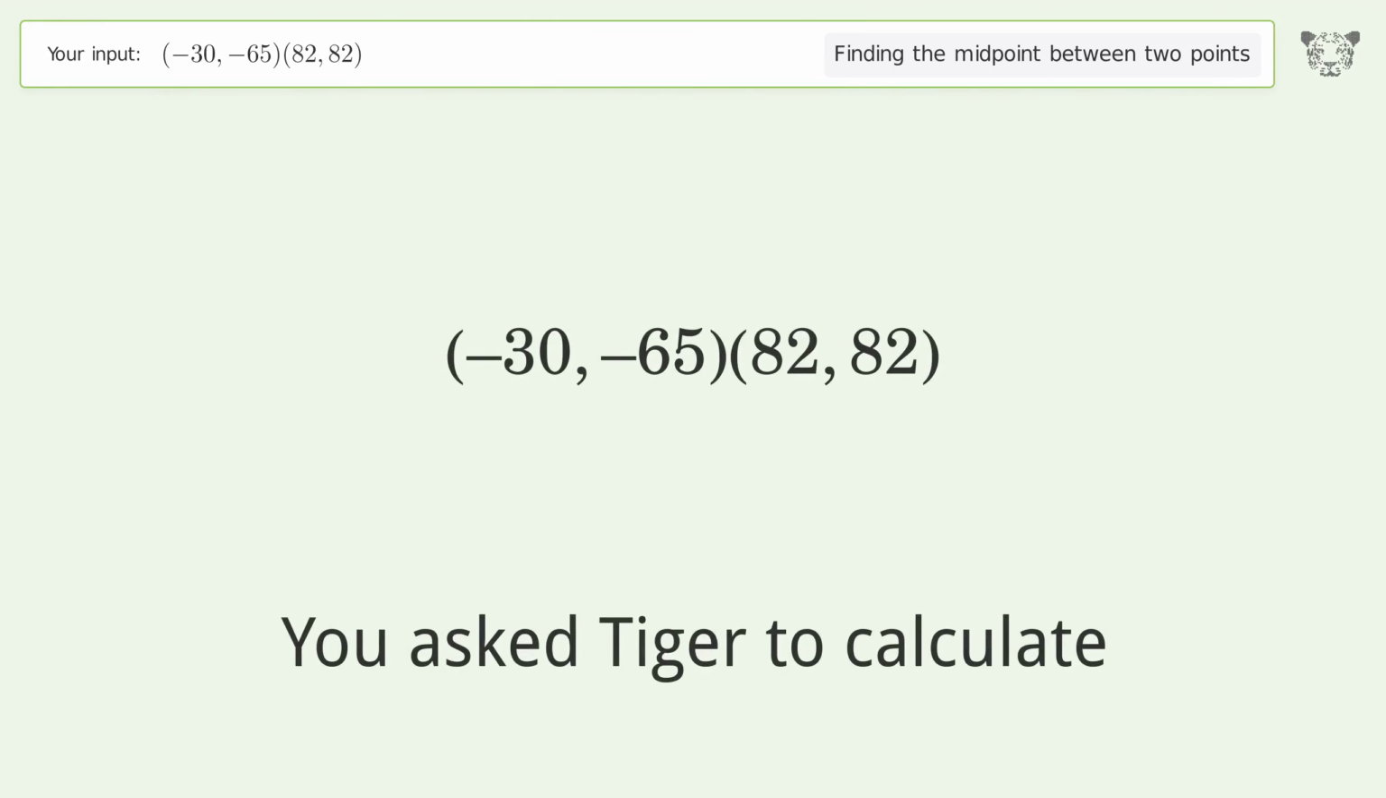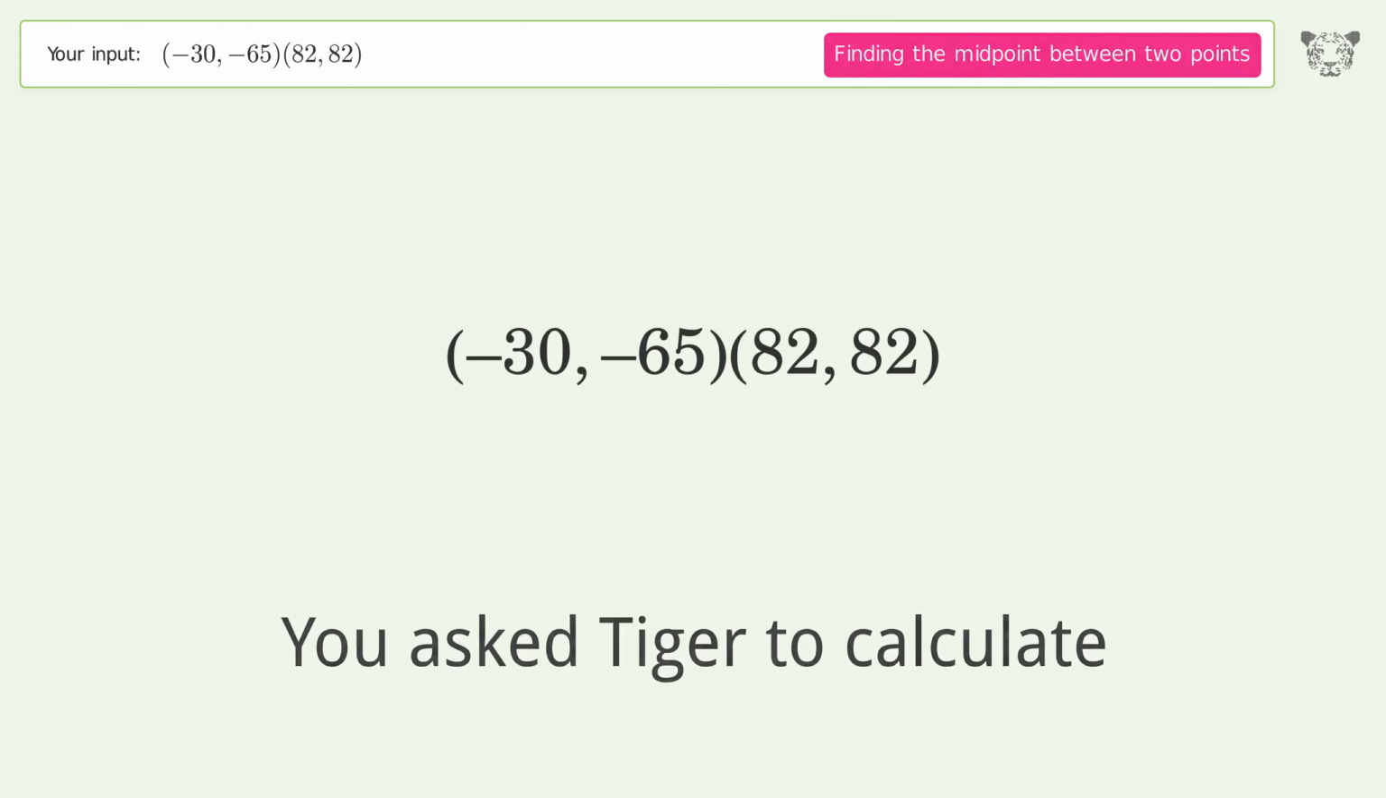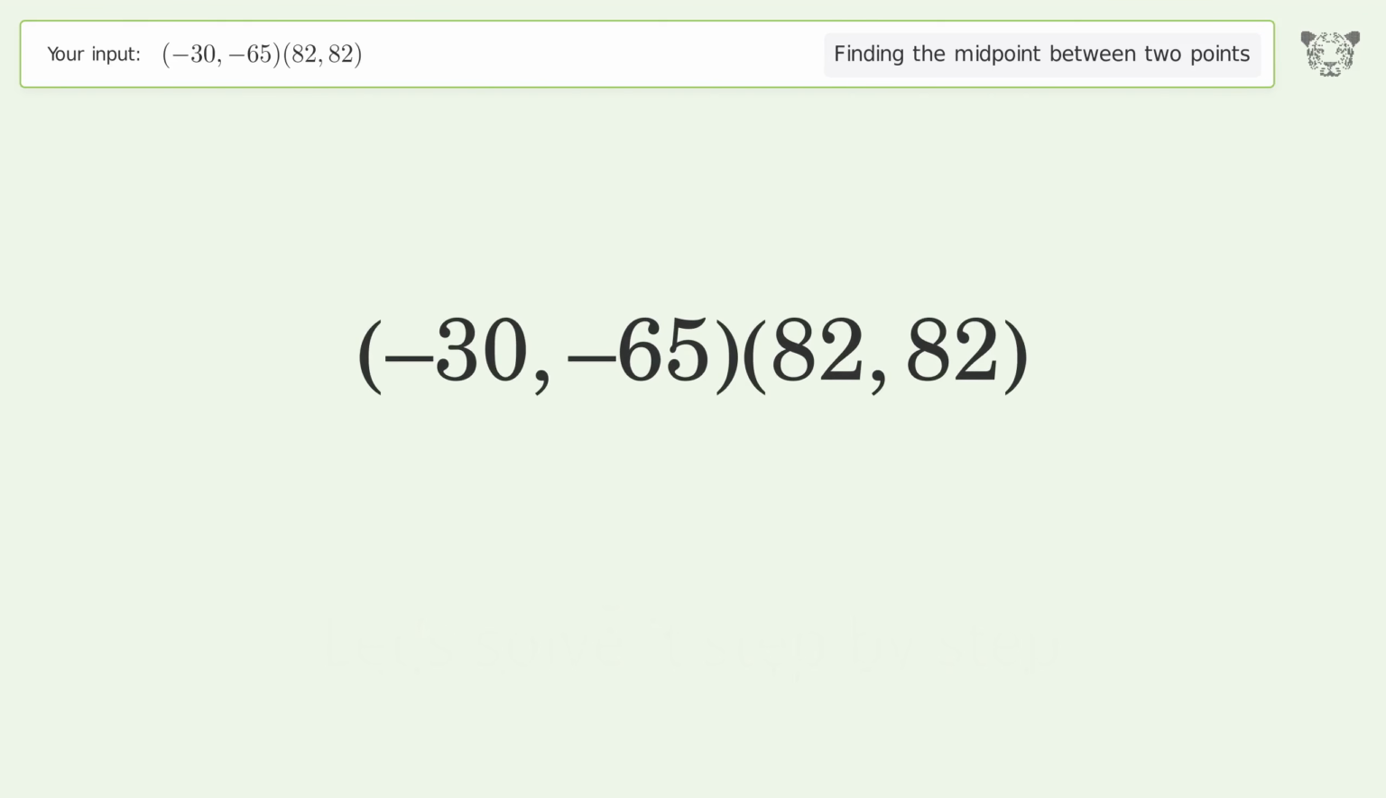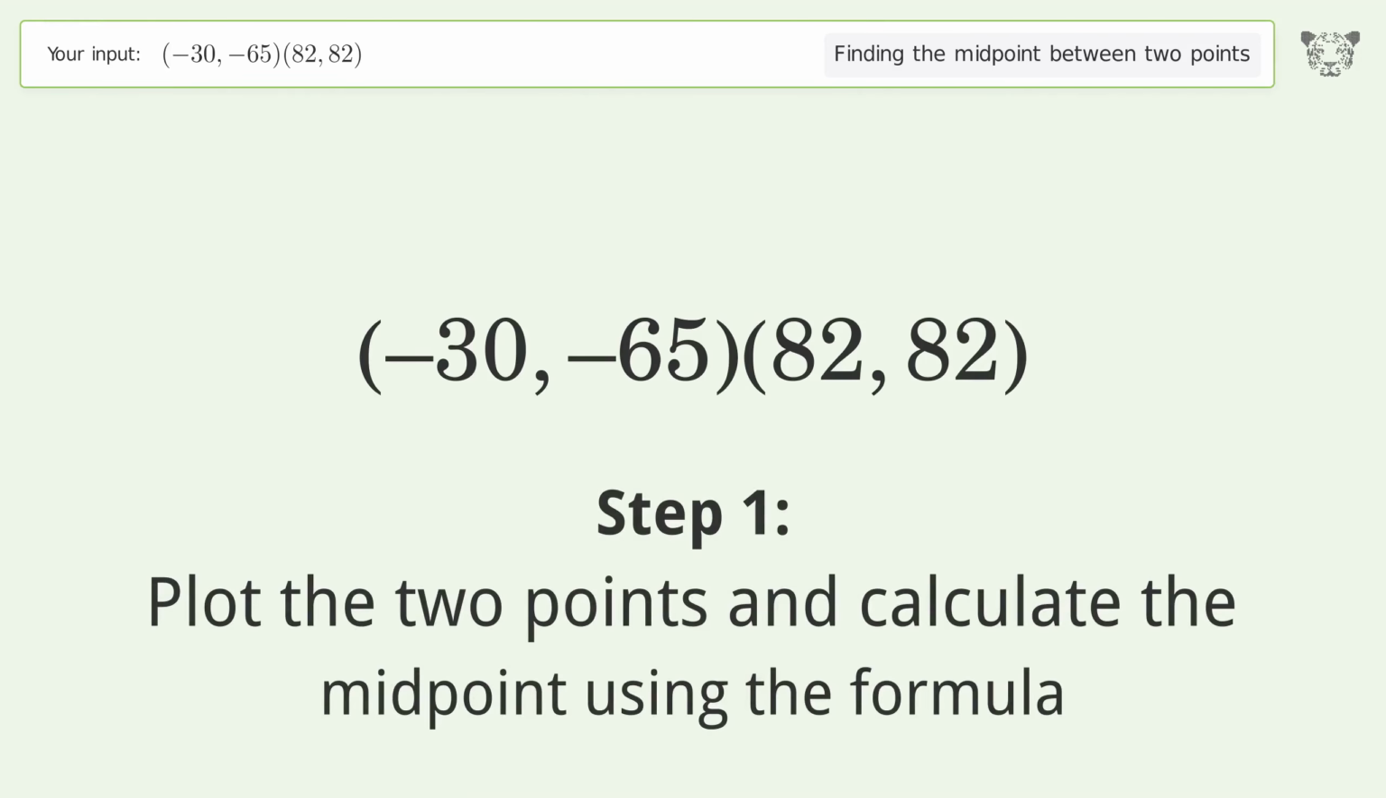You ask Tiger to calculate. This deals with finding the midpoint between 2 points. The midpoint between the 2 points is 26, 8.5. Let's solve it step by step. Plot the 2 points and calculate the midpoint using the formula.